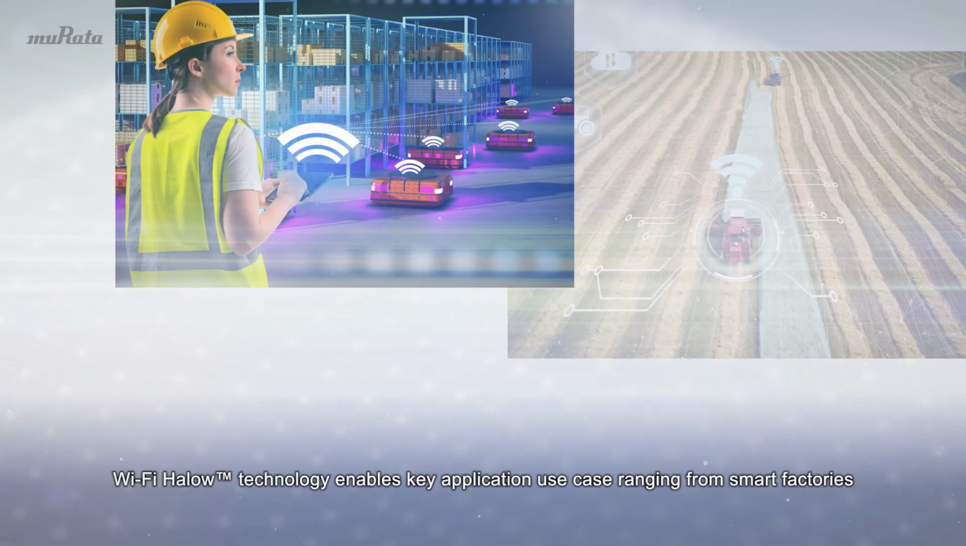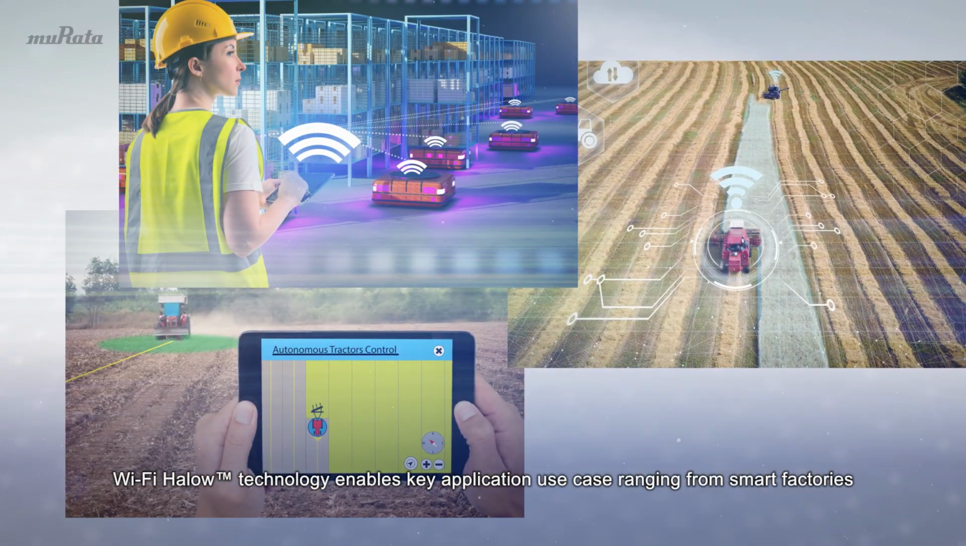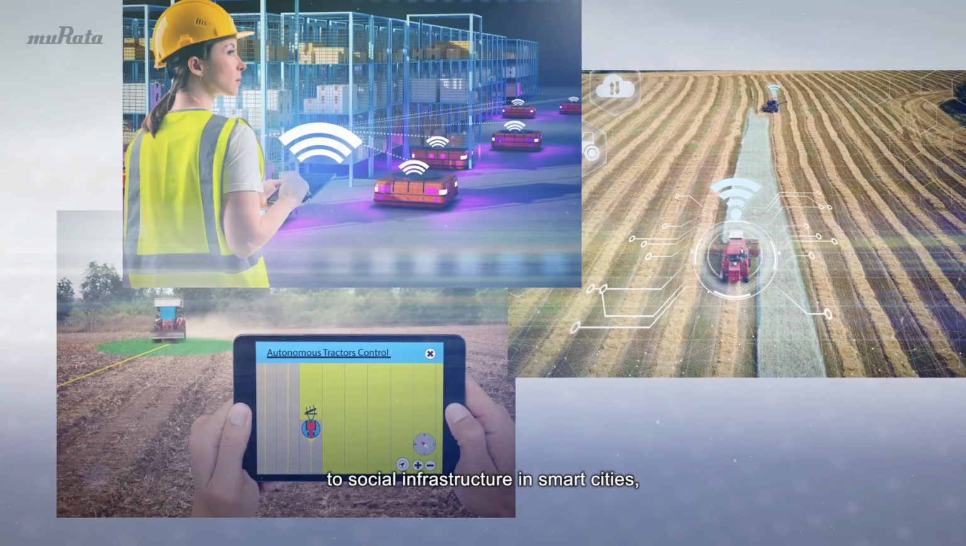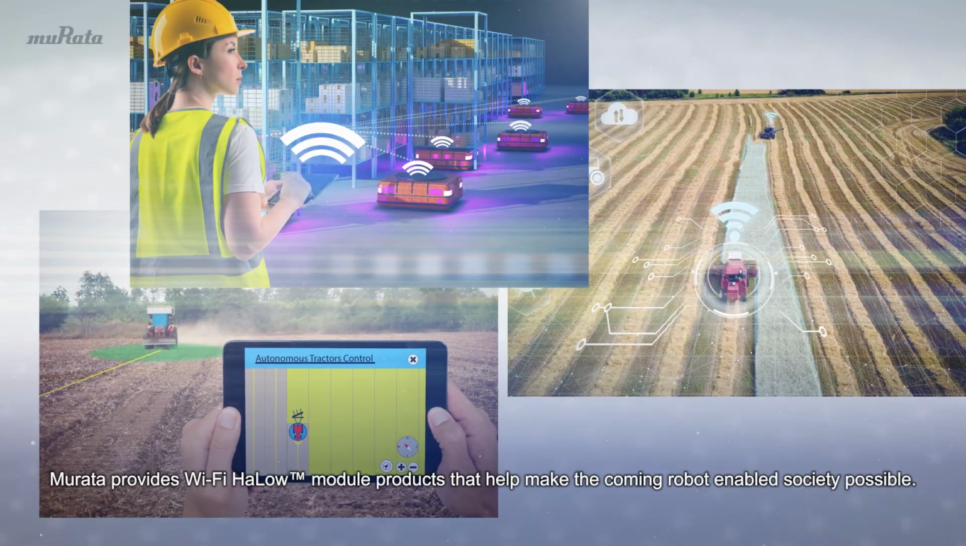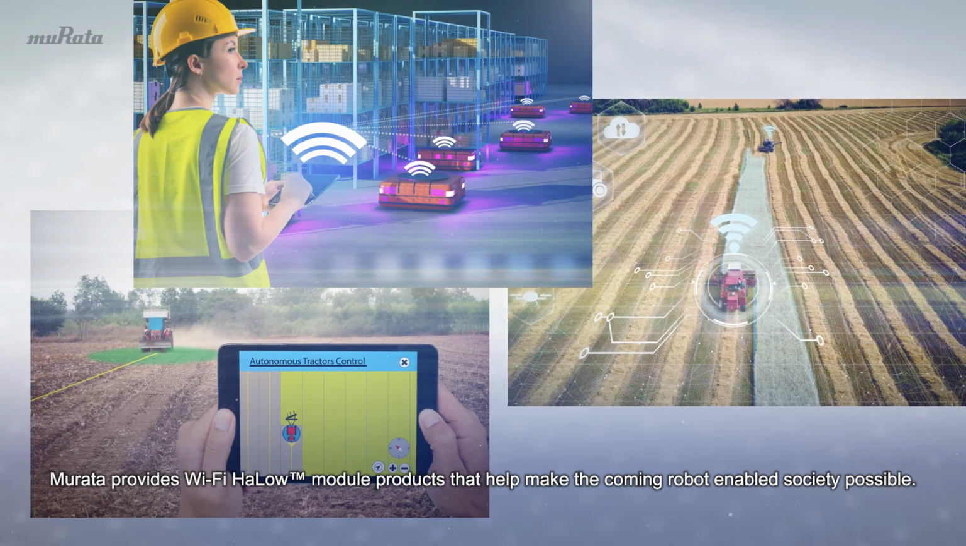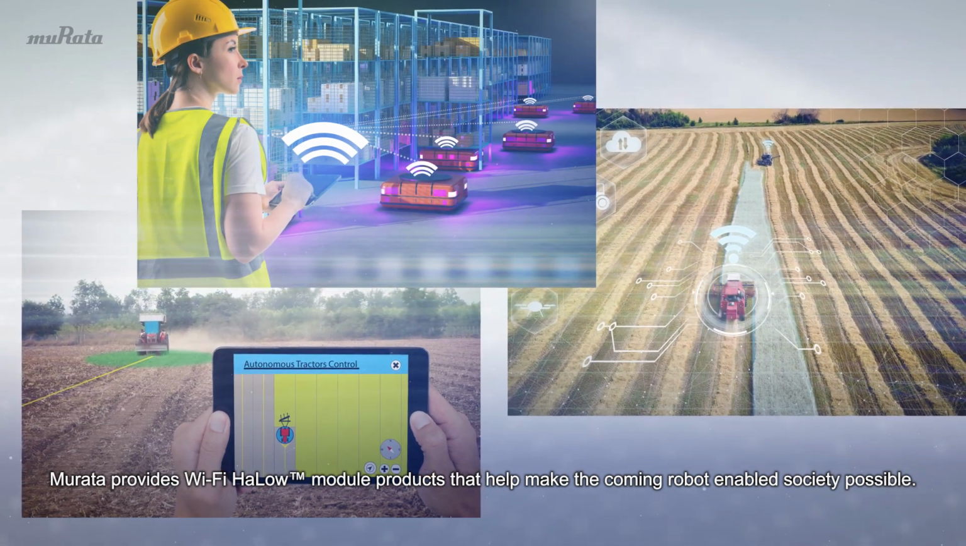Wi-Fi HaLow technology enables key application use cases ranging from smart factories to social infrastructure in smart cities. Murata provides Wi-Fi HaLow module products that help make the coming robot-enabled society possible.